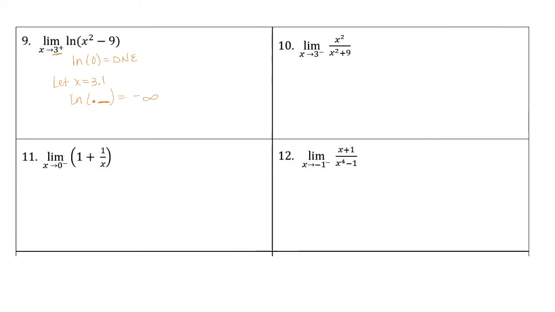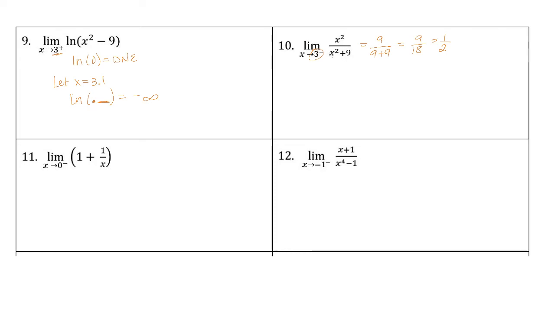All right, so let's move on to our next problem, number 10. And again, we're approaching 3 from the left, but I think they were trying to be tricky here simply because we can plug in and get an answer. Let's plug in 3. 3 squared is 9 over 3 squared again, 9, plus 9. So that's going to give me 9 over 18, which is just 1/2. So I think they were trying to be tricky on that one. Moving on. Let's look at number 11.